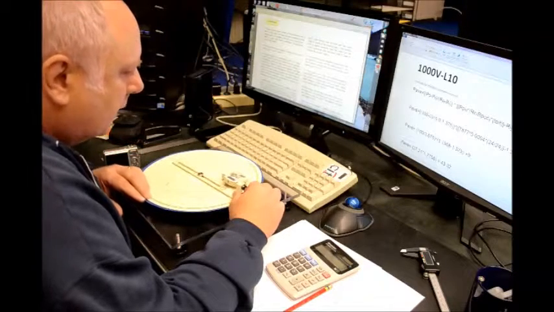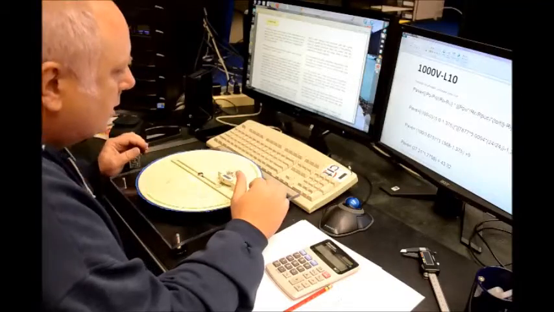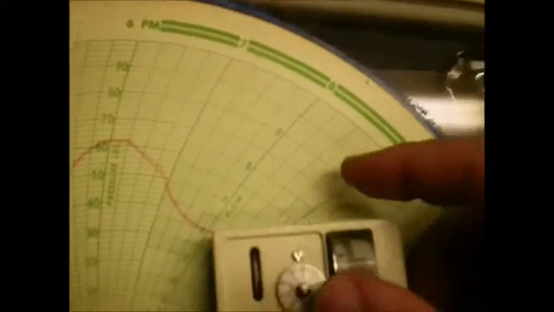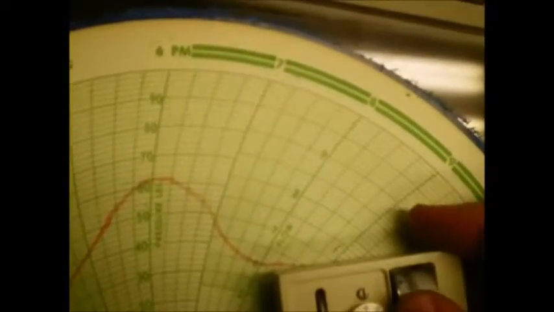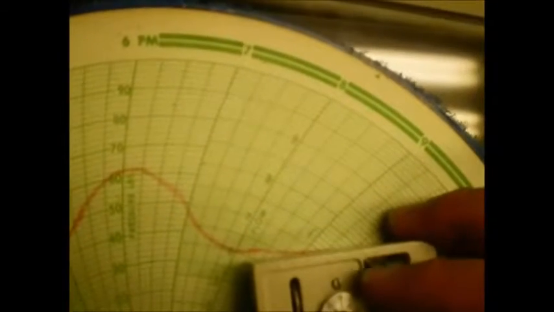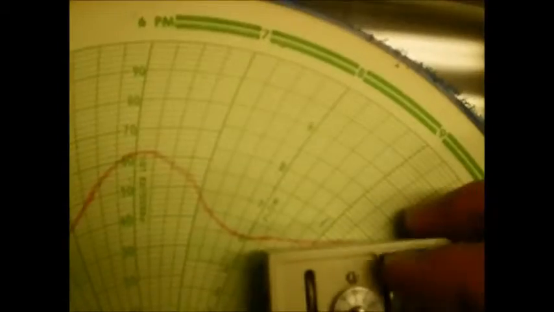So here's the midnight line on the chart. Focus on that a little better. And we'll set the vernier to 0. Look, we got 9 on there.